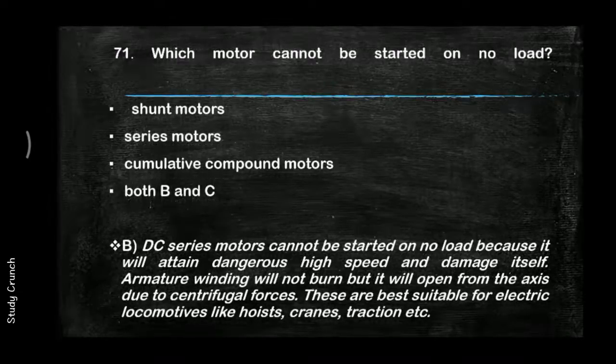Next, which motor cannot be started on no load? So the answer is it is series motor that cannot be started on no load. DC series motor cannot be started as it will attain a dangerously high speed and damage itself. Armature winding will not burn, but it will open from the axis due to centrifugal forces.